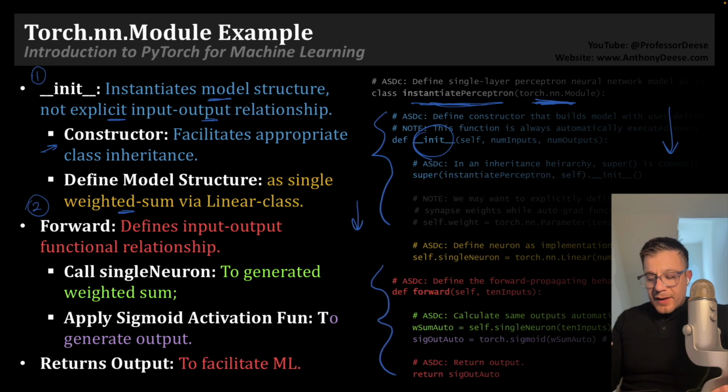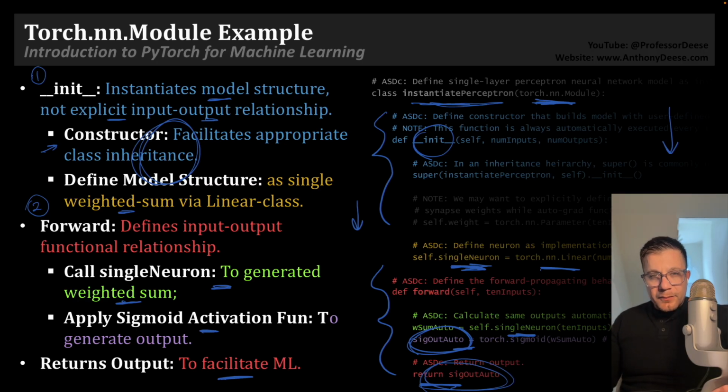So next, we need to talk about the forward functionality shown in red. Now, this does define the input-output functional relationship, and it can be split up into 2 or 3 parts. In the green, we see where we call the single neuron functionality, which is defined up here inside of the instantiation function. We call this in order to generate the weighted sum, and that comes from the use of the torch.nn.linear class object. And then the purple shows when we apply the sigmoid activation function to generate the output. And then finally, we return this output after the activation function is applied. We return that to the parent portion of the script.